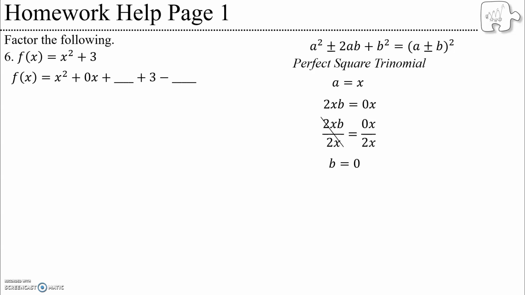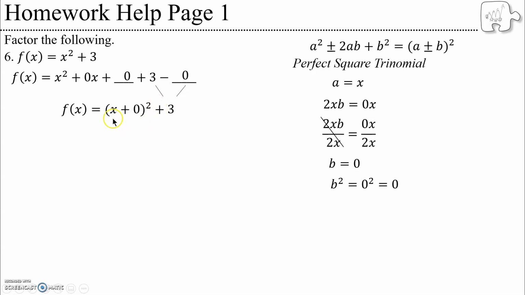So now, if b is 0, we need to know what b squared is, because that's the number that we're going to put in the blank spots. Well, b is 0, so b squared is 0 squared, which is still 0. So we're going to add a 0 here and a 0 there. So this one, x squared plus 0x plus 0, we want to write it like this, where a is x and b is 0. So it'll be x plus 0 squared, and 3 minus 0 when we combine these is just 3.